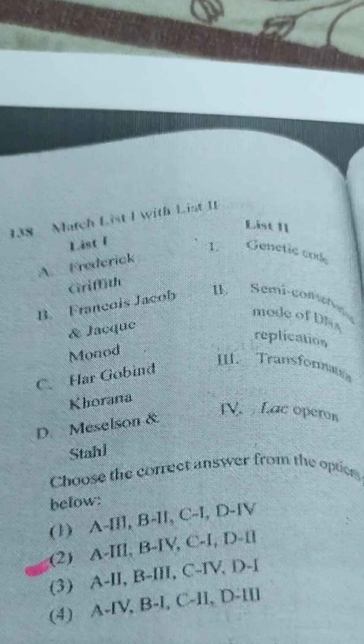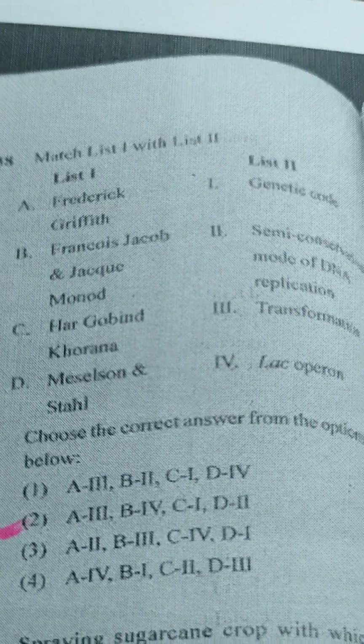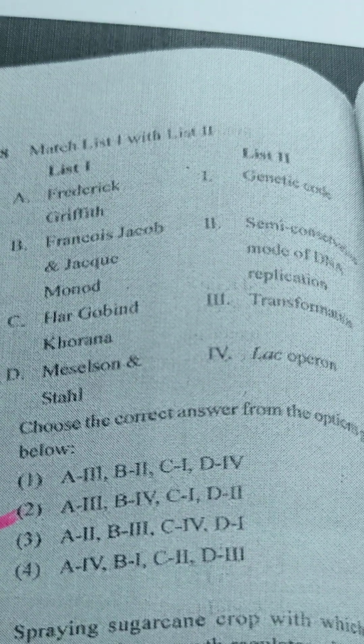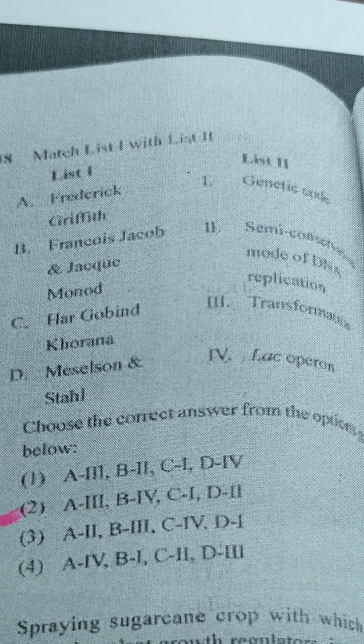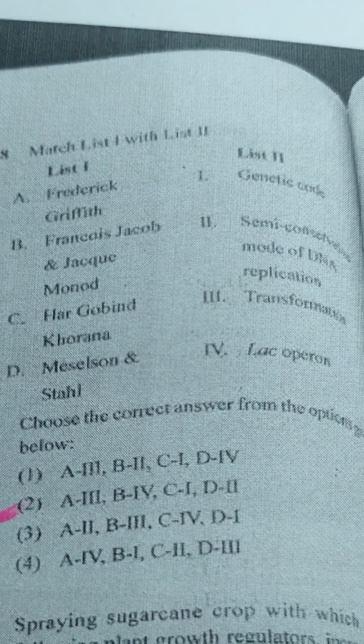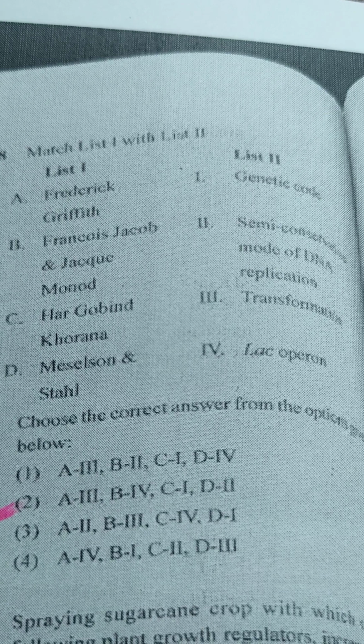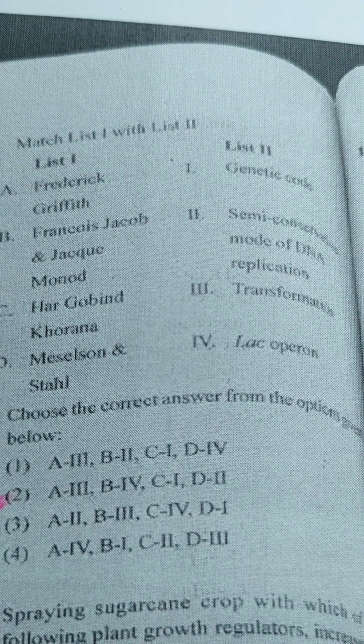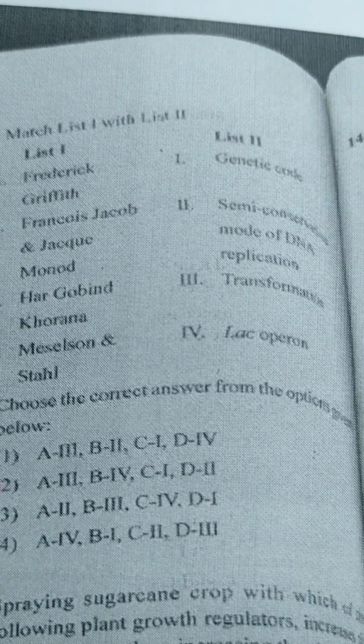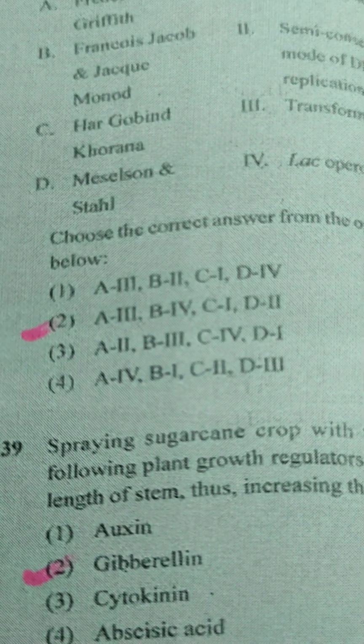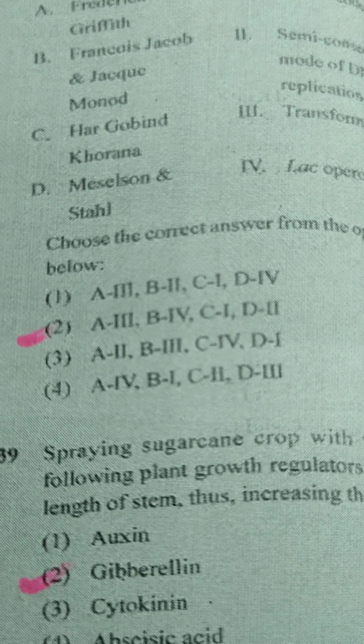Question number 138. Match list 1 with list 2. List 1: A. Frederick Griffith, B. Francois Jacob and Jacques Monod, C. Har Gobind Khorana, D. Meselson and Stahl. List 2: 1. Genetic code, 2. Semi-conservative mode of DNA replication, 3. Transformation, 4. Lac operon. Correct option is 2: A3, B4, C1, D2.